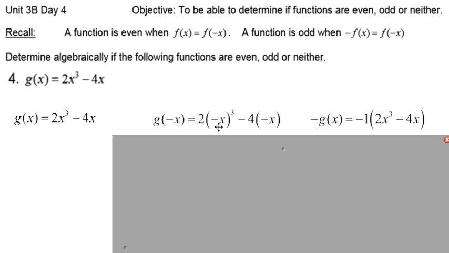So if we do this, a negative times a negative is a positive, times a negative would be a negative. A negative times a negative is a positive, so we would have a negative 2x to the third plus 4x. By taking the opposites here, we would have a negative 2x to the third plus 4x.